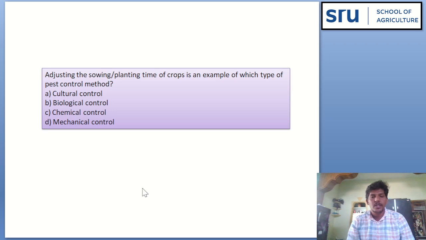Adjusting the sowing or planting time of the crop is an example of which type of pest control method? Cultural method, biological method, chemical method or mechanical method. Here the correct answer is the cultural method. Adjusting the sowing or planting time comes under the cultural method.